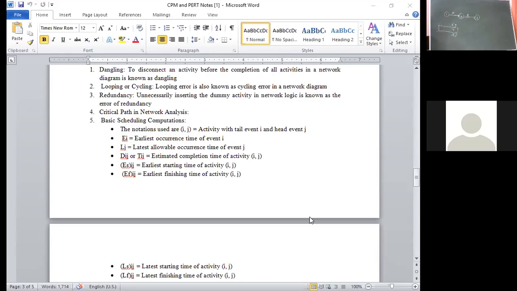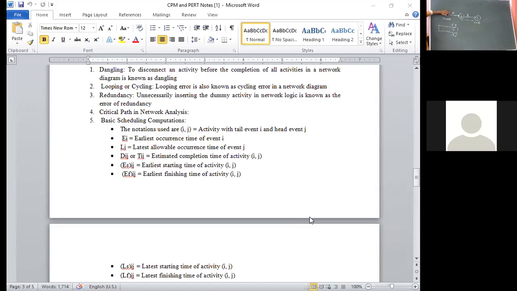Any query in this? What is the condition here? 2 to 3 is a successor activity. The rule is that activity B cannot start until activity A is completed. Here I have represented the node. That means this is the end event, and if I represent this, it is nothing but the start event. This is the end event.